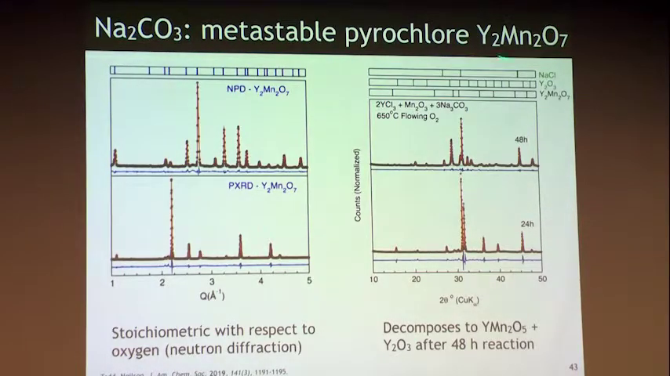Okay, on to sodium to make the pyrochlore. It's stoichiometric. We can do the magnetization, we can do neutron diffraction. Everything checks out to be a nice pyrochlore. It's not deficient on the O' site, if you're a pyrochlore connoisseur.